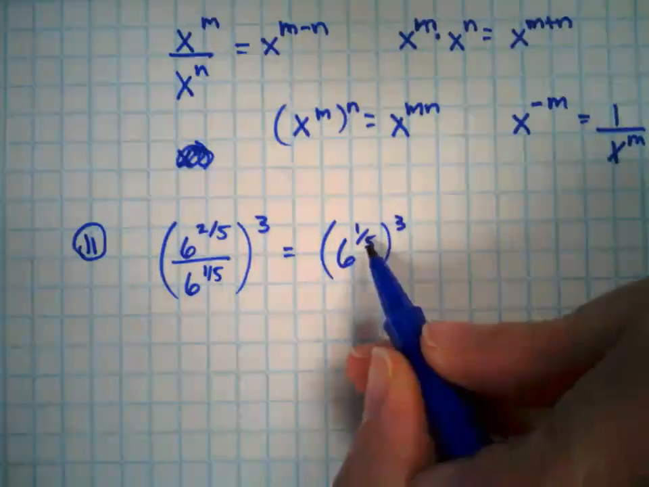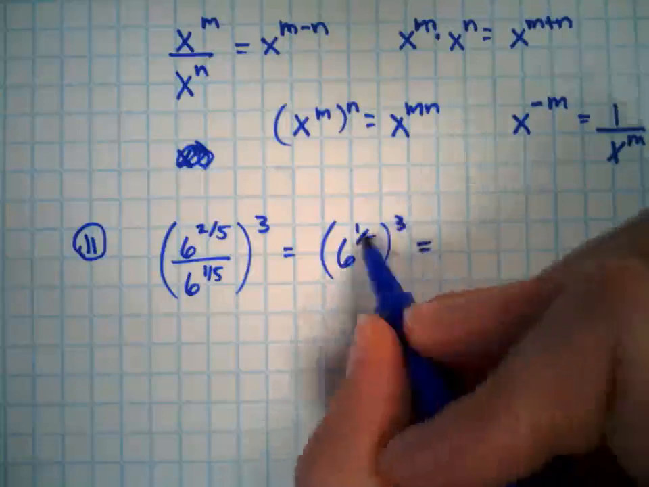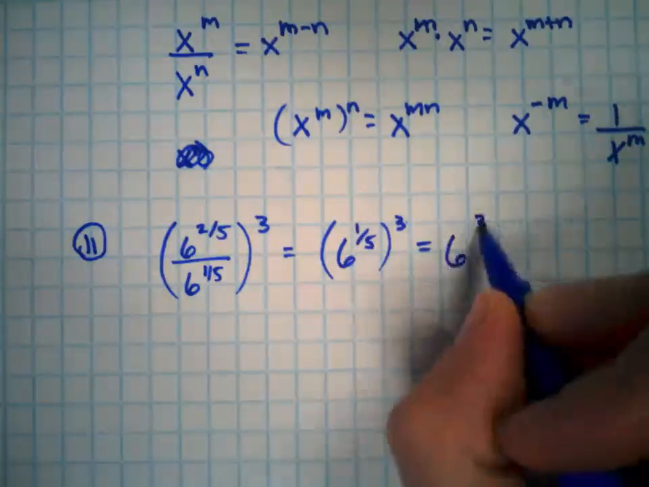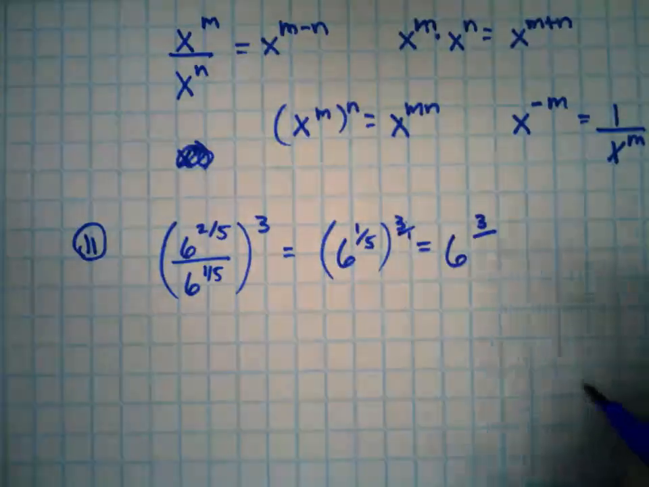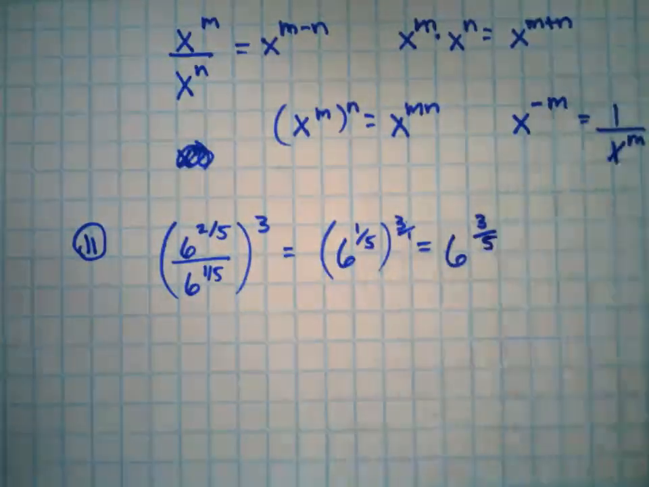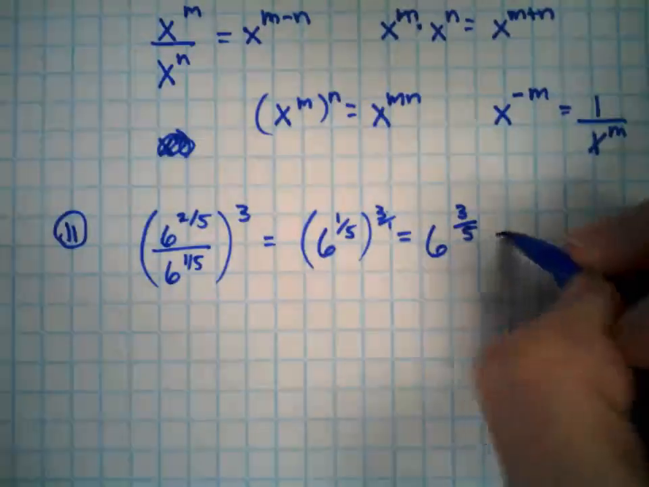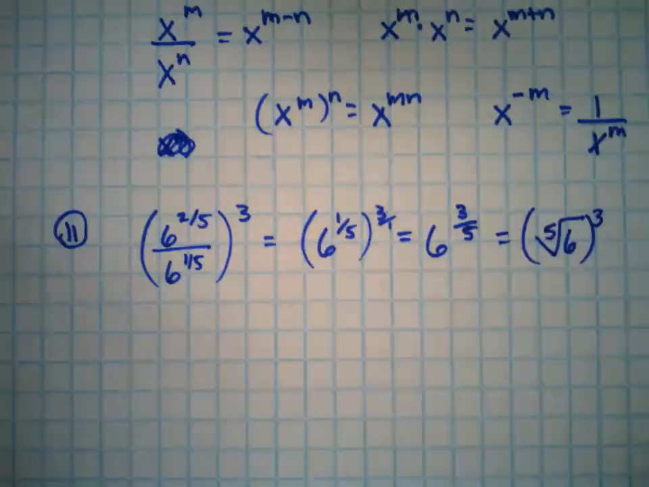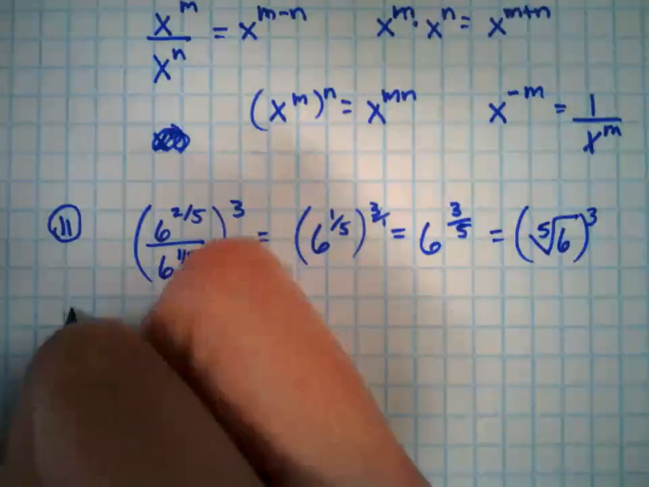And now I have a 1/5 raised to the 3rd, so I'm going to multiply those exponents together. 1 times 3, and 5 on the bottom. Remember, there's a 1 on the bottom here, so it's 5 times 1, so it's 6 to the 3/5. You could leave your answer like that, or you could rewrite it as a radical. It means the same thing, either way. But that's as far as we could go with that one.